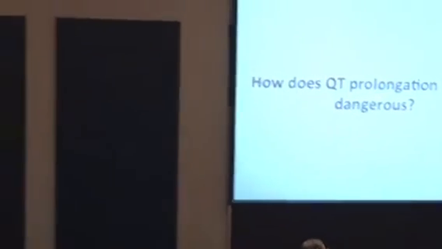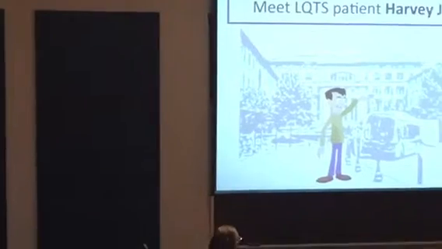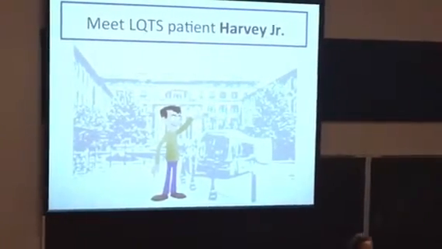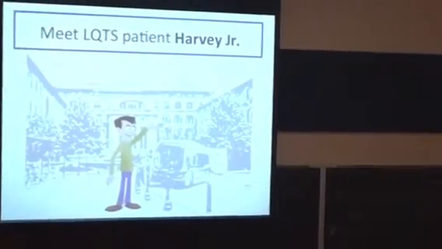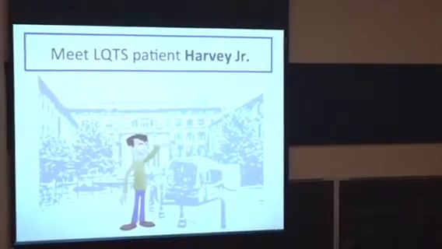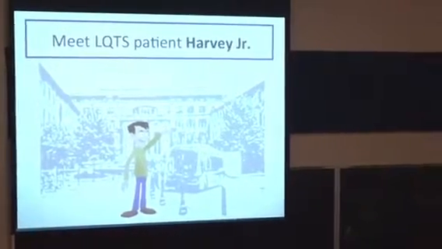So I brought a friend along to help me explain what happens, and his name is Harvey. Hey, Harvey. Okay. So Harvey is a third-year medical student on your rotation. He has undiagnosed long QT syndrome, and he's going to help me explain what happened to him in two scenarios. One in which he was walking and one in which he was running.